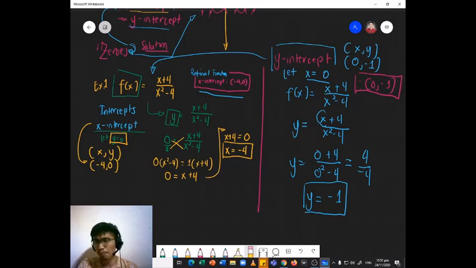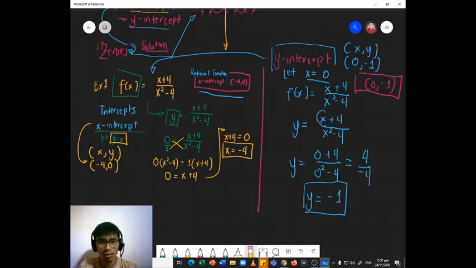So let's try to find now the zeros of this function. As I've told you earlier, the x-intercept is the same as the zeros of the rational function. They are just the same.